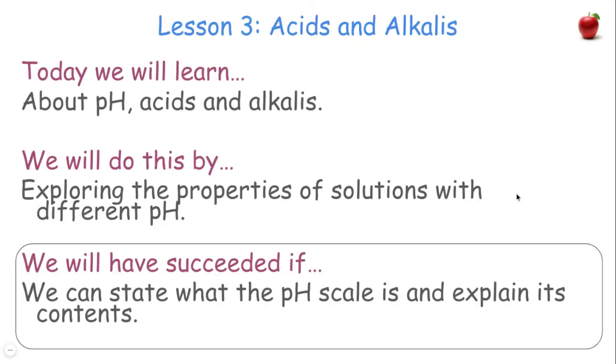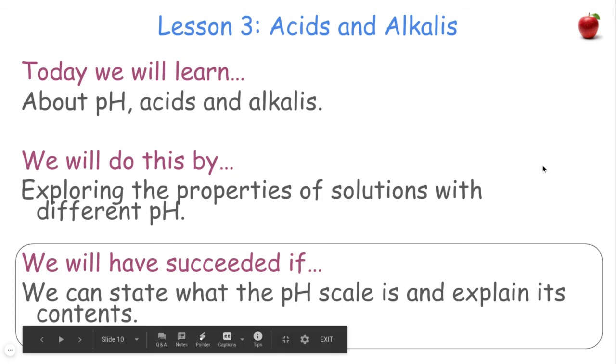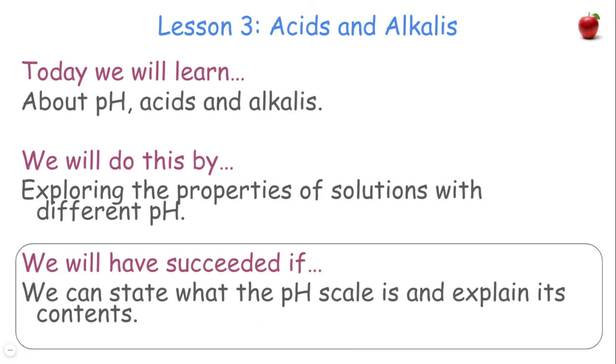So let's have a look at our success criteria again. So we can state what the pH scale is and explain its contents. So I'm pretty confident we can do that. We know what the pH scale is, we know why it's used to measure how acidic or how alkaline a substance is. If we put universal indicator into a substance and it turns green, then it's neutral. If it turns a dark green, blue, purple colour, it's an alkaline. If it turns an orangey, red colour, it's an acid. And the intensity of the colour tells you how strong or weak that substance is.